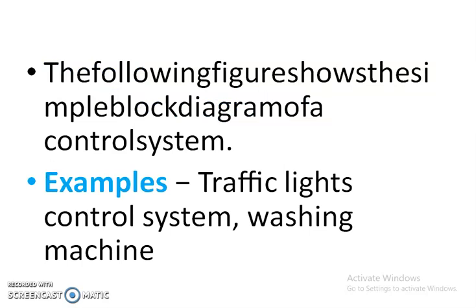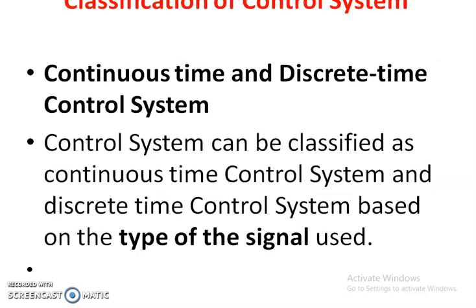The following figure shows the simple block diagram of a control system. For example, the traffic lights control system and the washing machine are used as control systems. So next, classification of the control systems: continuous time and discrete time control systems.